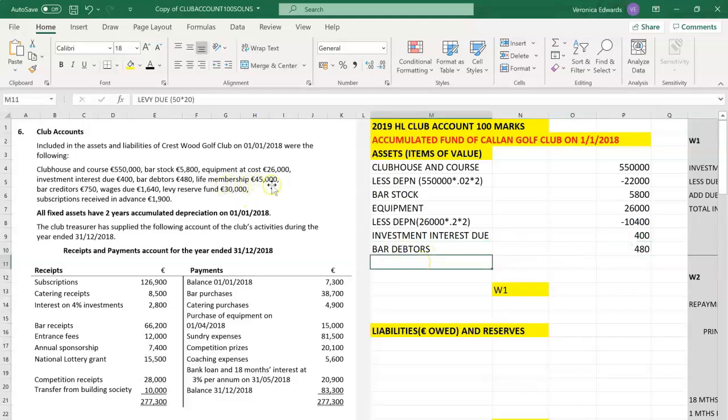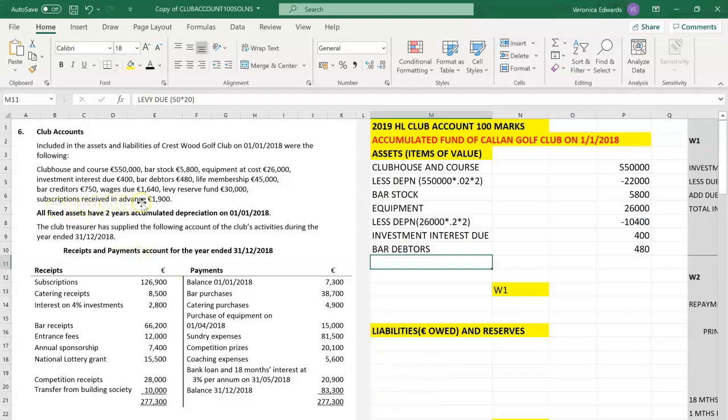The next item is life membership. We'll deal with that in a few minutes. Creditors. Creditors is a liability, money owed to your suppliers for your bar. Wages due, money owed again, so that's a liability. Levy Reserve Fund, that's a reserve, so these items will go under the second heading.